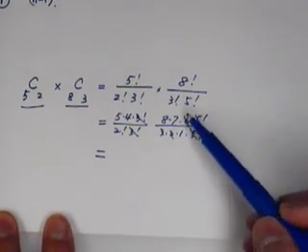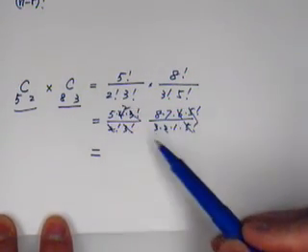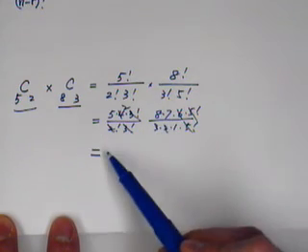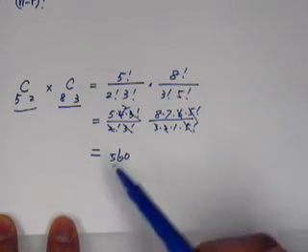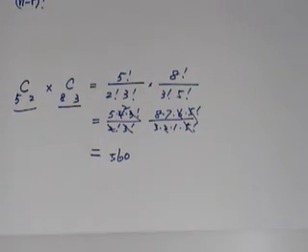2 and 3 is a 6, right? 2 and 4. So this is actually what? 560. Anybody get this? 560? Okay. Some of you got it. Okay.